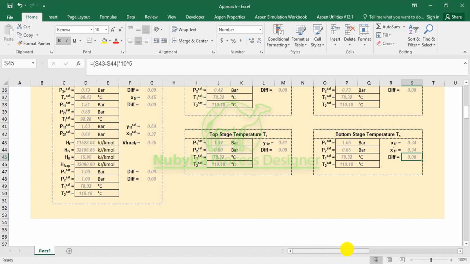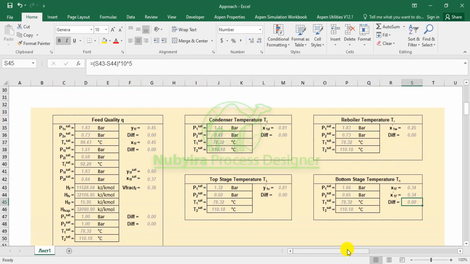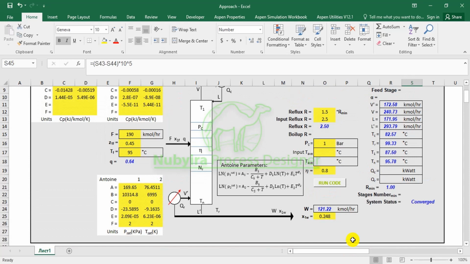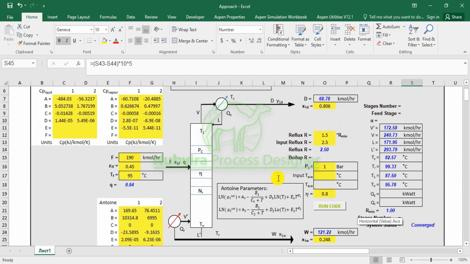So today we are continuing from where we stopped on the course series that we are doing on shortcut binary distillation with Microsoft Excel and VBA. We stopped in the last video on the estimation of the stage's temperature. So we estimate the stage temperature based on the composition of the stages.